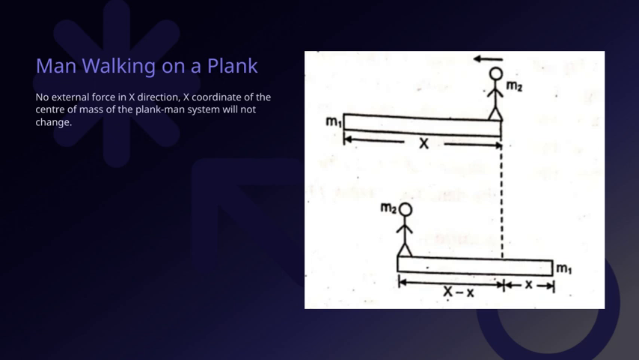This idea connects to the overall theme of understanding how forces and motion interact, especially in systems like this where internal movements, like the man walking, don't affect the system's net horizontal position unless external forces come into play. So, even as the man walks along the plank, the system's center of mass maintains its position horizontally if no external force acts in that direction.